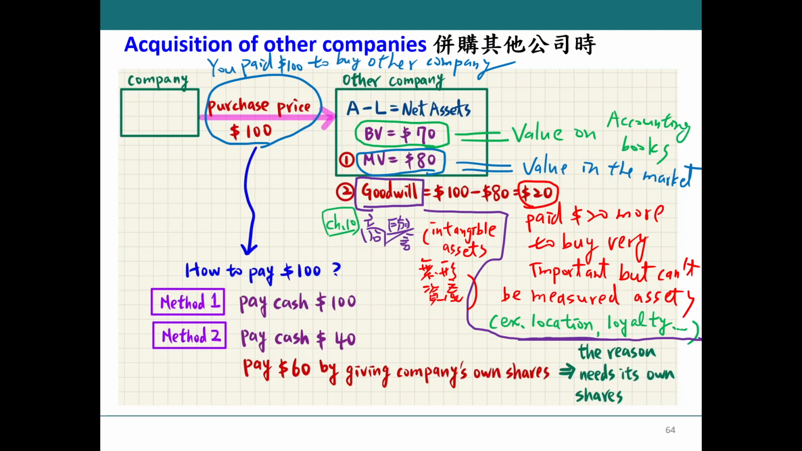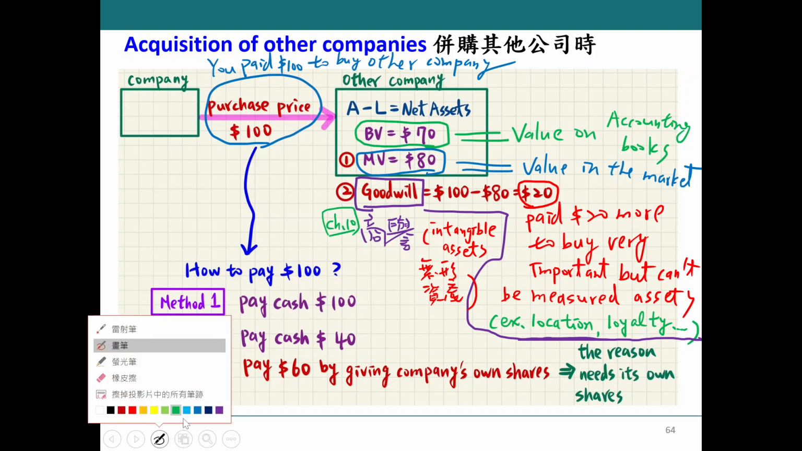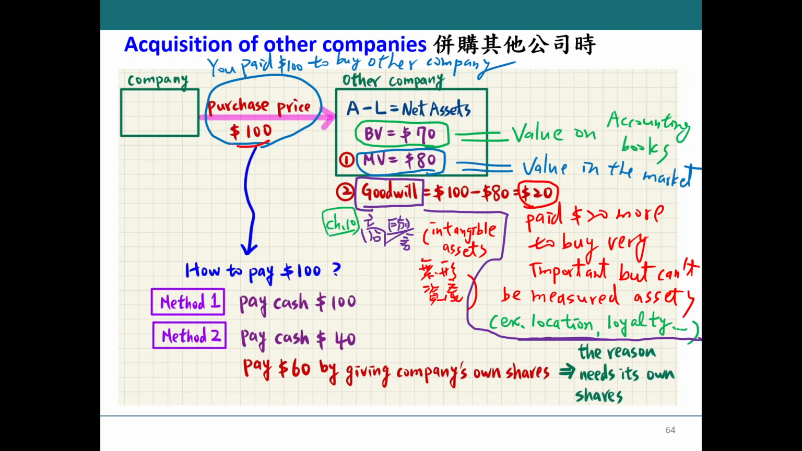Okay, so your company pays $100 to buy two things. What are these two things? First is the other company's market value. So you can find the assets on financial statements. The second thing is the goodwill. You cannot find it on financial statements. So that's why your company paid $100 to buy two things. First is $80 on financial statements. Second is $20 goodwill, not on financial statements.